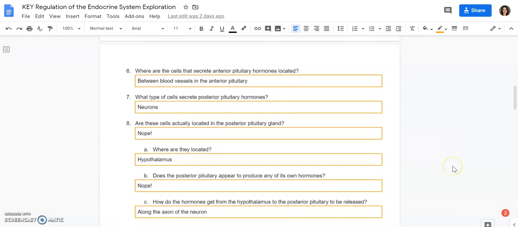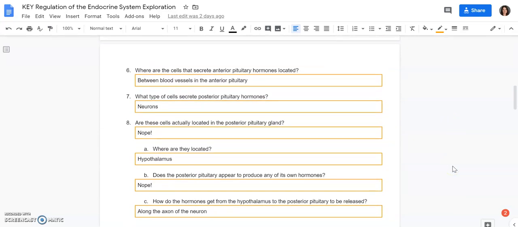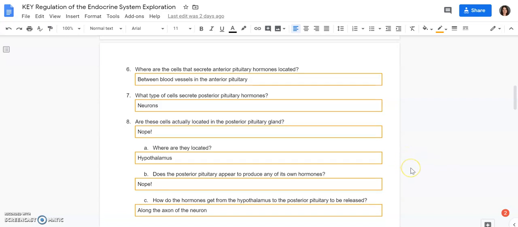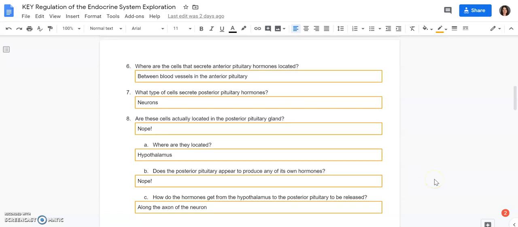Number 6, where are the cells that secrete anterior pituitary hormones located? Between the blood vessels and the anterior pituitary. What type of cells secrete posterior pituitary hormones? Those are the neurons. Are these cells actually located in the posterior pituitary gland? Nope, they're actually located in the hypothalamus.